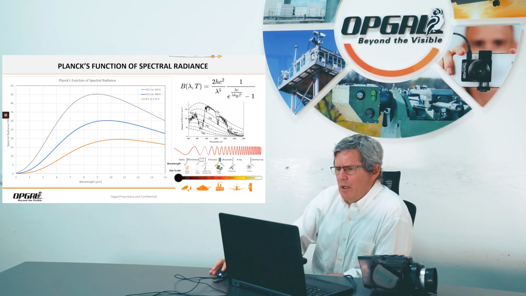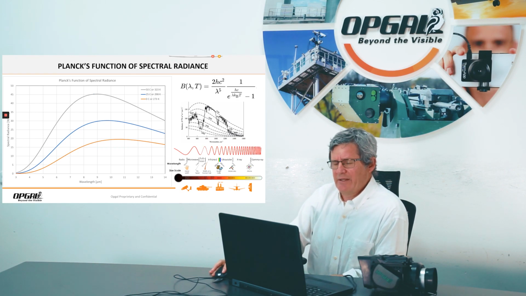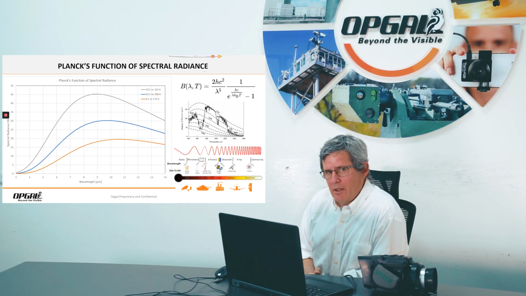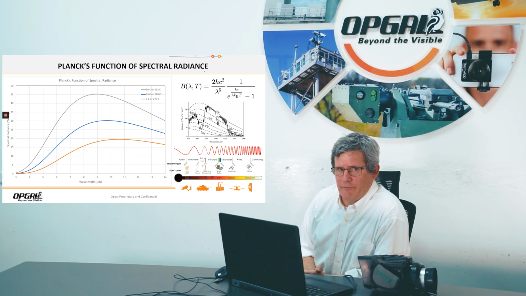In order to understand what spectral radiance is, we need to know that everything in nature, it doesn't matter if it's a solid, liquid, or even gas, emits energy that is a function of its temperature.